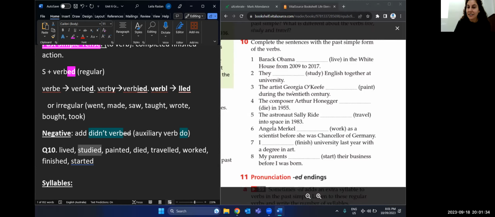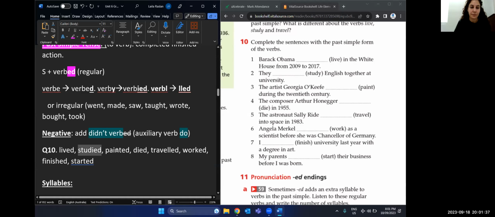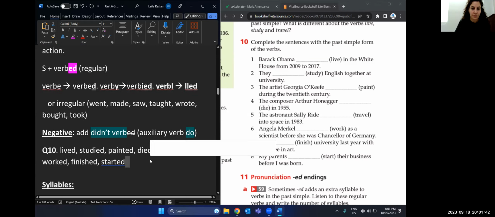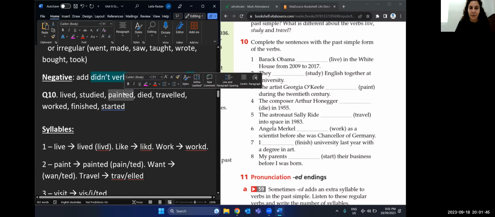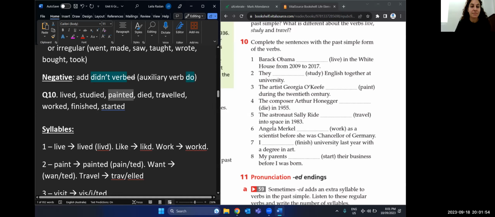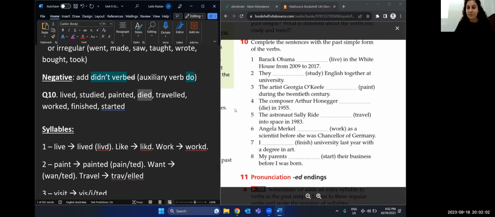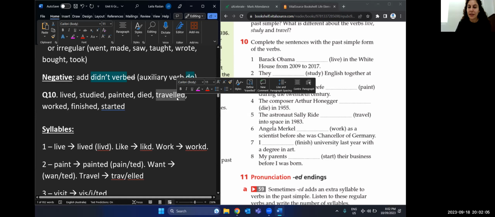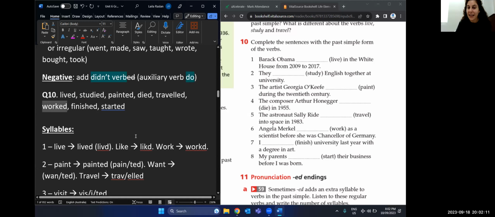The artist Georgia O'Keeffe painted, yeah. The composer Arthur Honegger died. So it ends in an E, all we do is just add a D. He died in 1955. The astronaut Sally Ride traveled into space in 1983. Angela Merkel worked as a scientist before she was Chancellor of Germany.